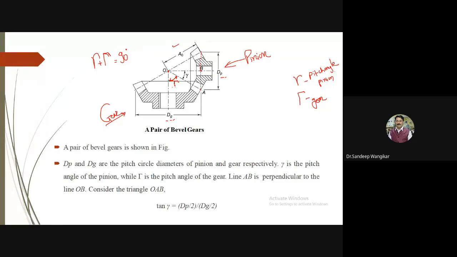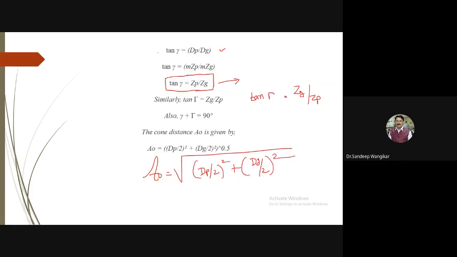Once again I will repeat here in this diagram. If you refer to this distance as dP by 2 and this distance as dG by 2, and you are calculating A naught, use simple Pythagoras. You can easily say that (dP by 2) square plus (dG by 2) square is equal to A naught square. Therefore A naught is equal to under root of (dP by 2) plus (dG by 2) squares, as shown in the diagram.